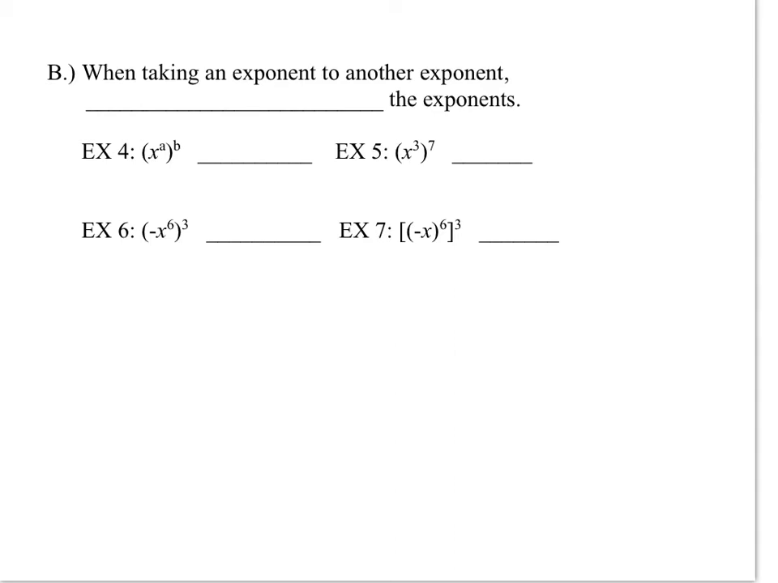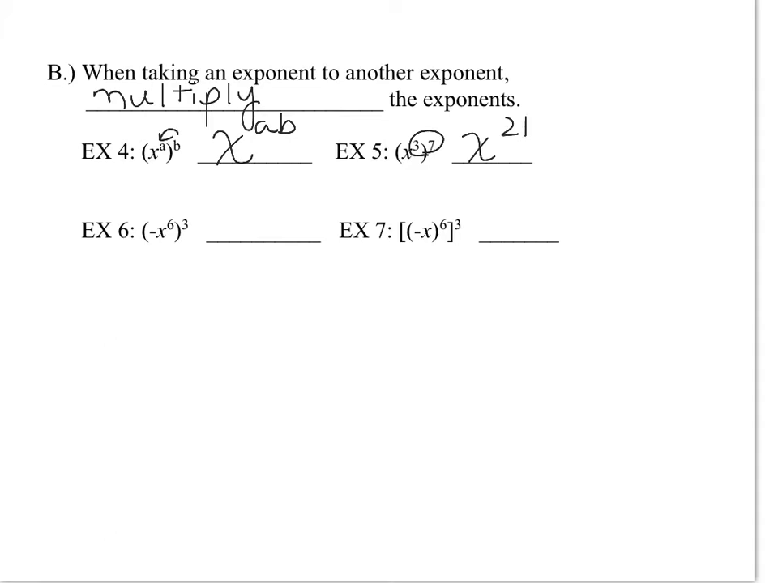So now when taking another exponent to another exponent, with examples like 4 through 7, you multiply the exponents. So whenever you see that little exponent on the outside of the parentheses, when you bring it back in, you multiply it. So this example 4 would be x to the a times b. Example 5, multiply these together, you would get x to the 21st.